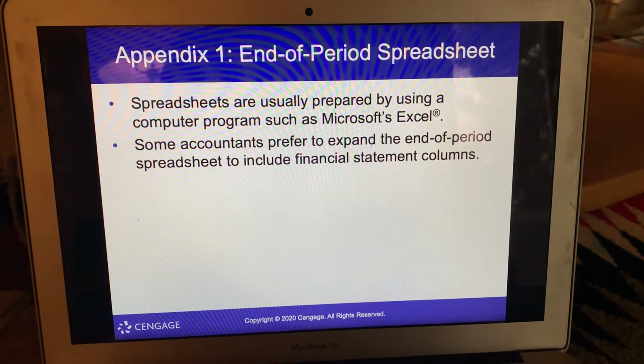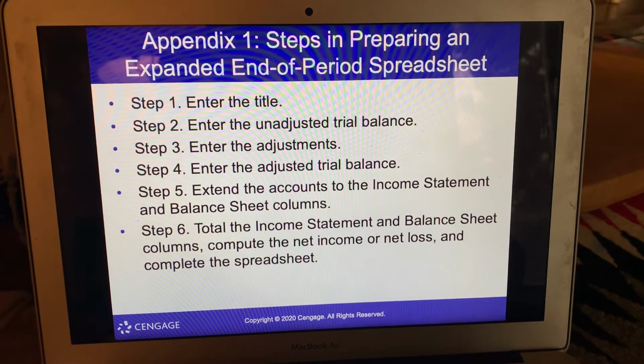So let's see, end of the period spreadsheets. Spreadsheets are usually prepared by using Excel. I mean, we've been using Excel for this class as well. Some accountants prefer to expand the end of period spreadsheet to include financial statements columns as well. So the steps in preparing an expanded end of period spreadsheet: enter the title, enter the unadjusted trial balance. I won't read through all of those, but extend the accounts to the income statement and balance sheet columns, total them, compute the net income or net loss, and complete the spreadsheet.